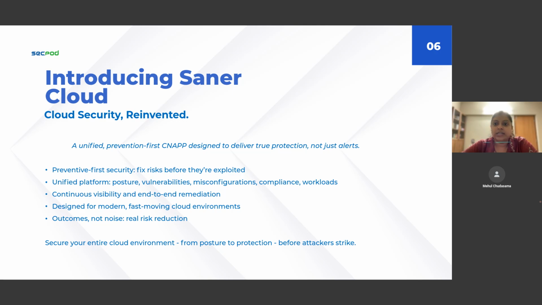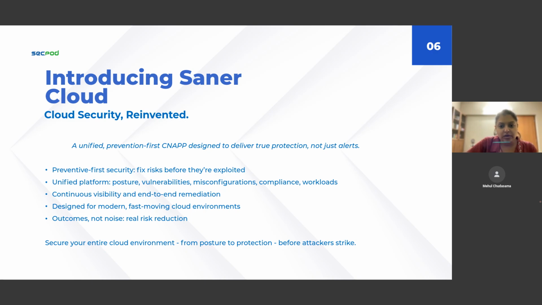Moving forward, just to introduce Saner Cloud a little bit, Saner Cloud, it's a product that is essentially a game changer, and let's talk a little bit about how. It's our answer to what's broken in cloud security today. It's a modern CNAPP, which is a cloud native application protection platform, but one that just doesn't tick boxes, it also prevents breaches. And that's the difference.